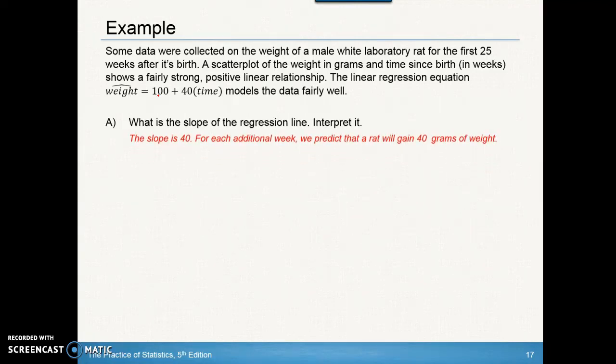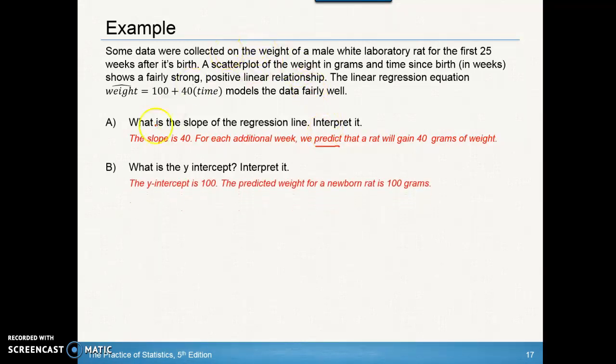The slope is 40, so that's telling us for each additional week, we predict that the rat will gain 40 grams of weight. So just be careful with that. Make sure you're using the word prediction. What is the y-intercept? Go ahead and try that. The y-intercept in this case is 100. So the predicted weight for a newborn rat, coming from the ordered pair (0, 100), is 100 grams.